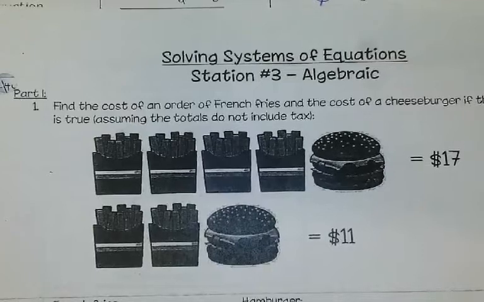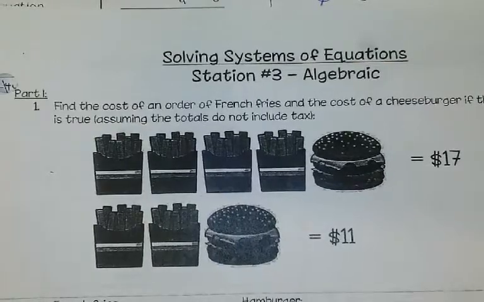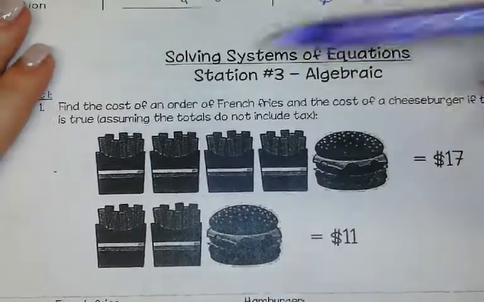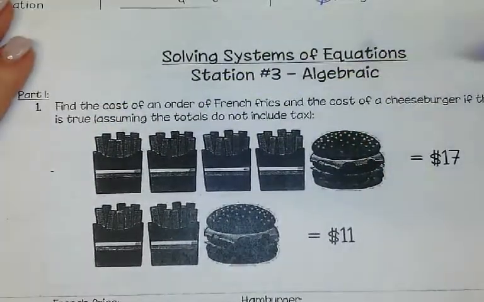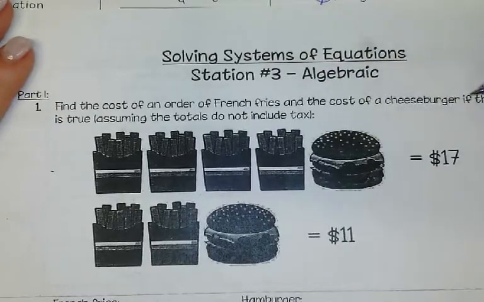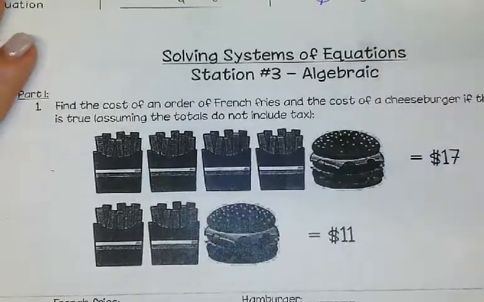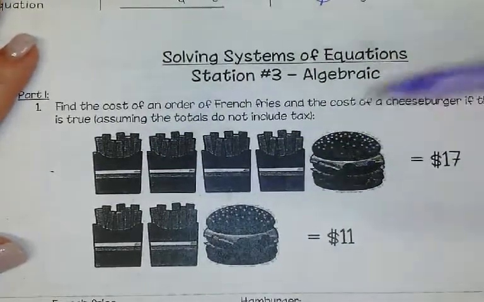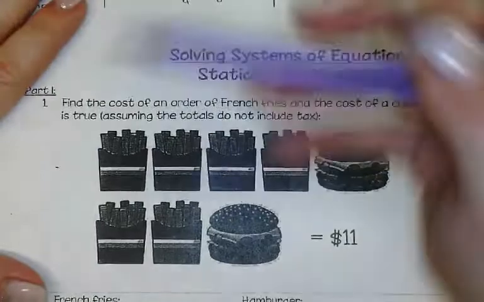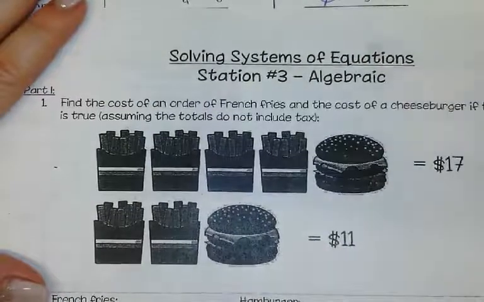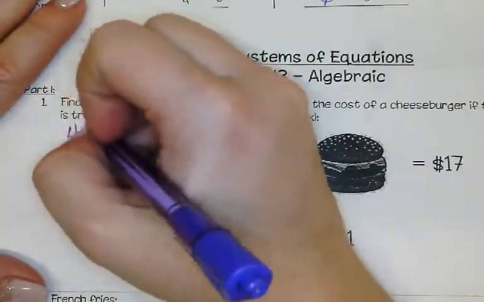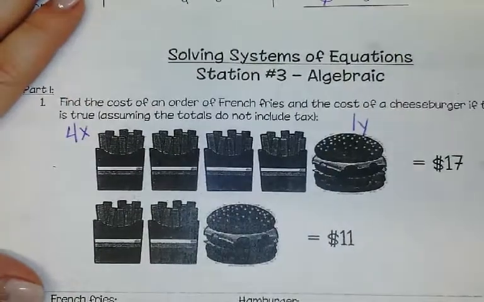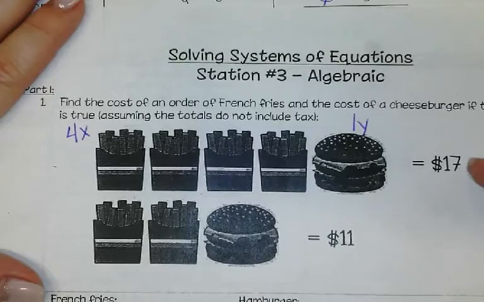Alright, now we're going to be practicing some solving by using elimination. So part one is just a visual of what we're looking at here. If you need to find the cost of an order of French fries and the cost of a cheeseburger in the following context, you would be moving this into numbers and letters. So here I've got 4 French fries. That would be similar to having 4x. And then I have a cheeseburger. That would be like 1y. And the total is 17 bucks.